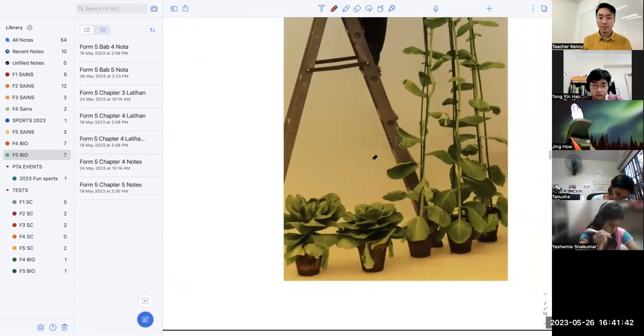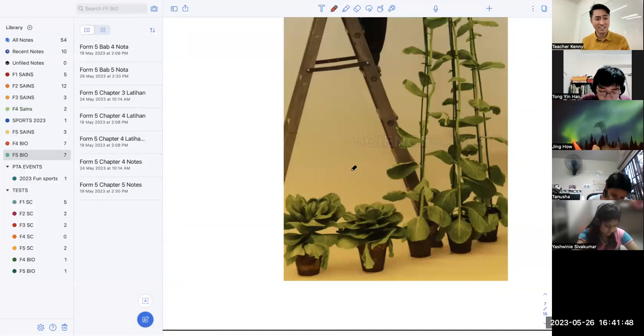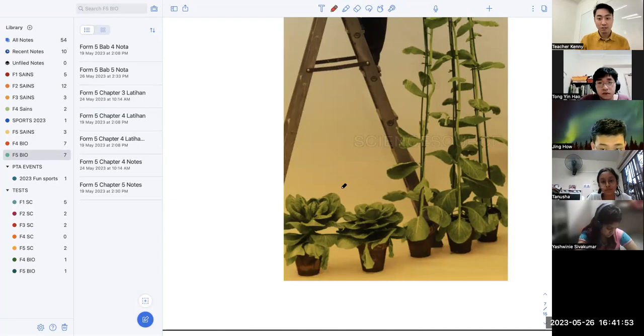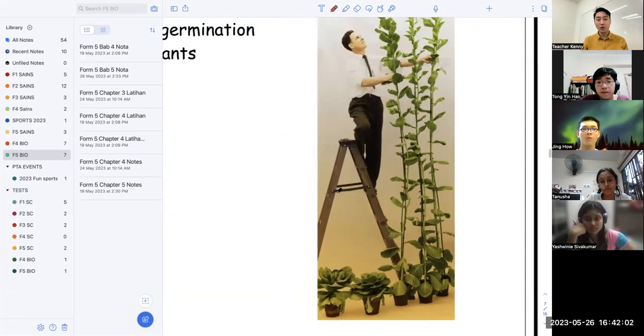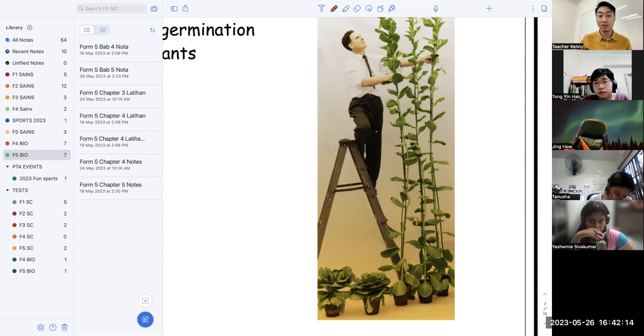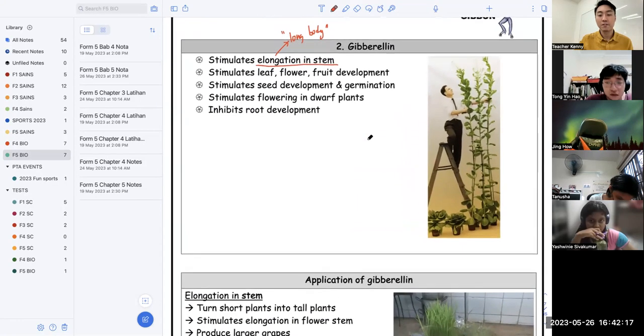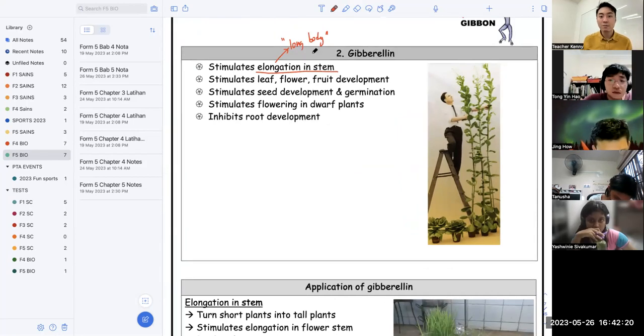Look here. You know what plant this is? It looks like it's a family of cabbage, right? Cabbage, lettuce, salad leaves kind of plant. Now, if you spray gibberellin, the cabbage lettuce plant will grow up to this height. You see? Wow, cabbage can grow so tall, right? So what happens is there's a stem inside. You stimulate the stem to grow. So it's like a gibbon: long stem, long body. It stimulates the stem to grow very, very long. So this is gibberellin. Understand? Okay.